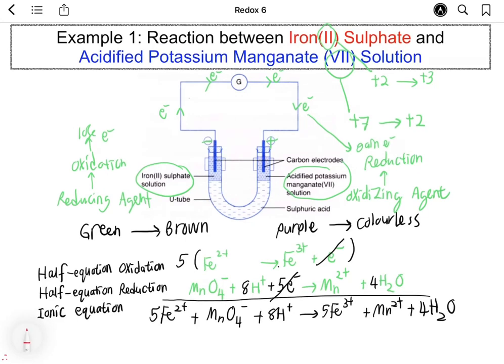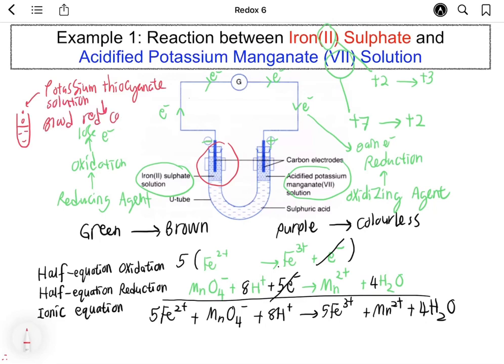Now, in order to confirm the identity of the product formed on the reducing agent, 2 cm cube of the iron(II) sulfate solution is taken by using a dropper, and then a few drops of potassium thiocyanate solution is added, and we will observe a blood red coloration. This blood red coloration indicates the presence of iron(III) ions.